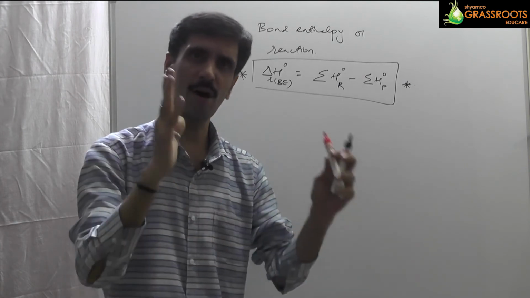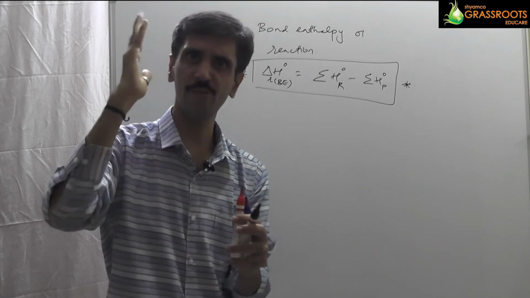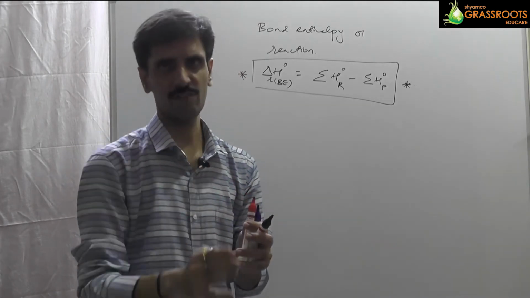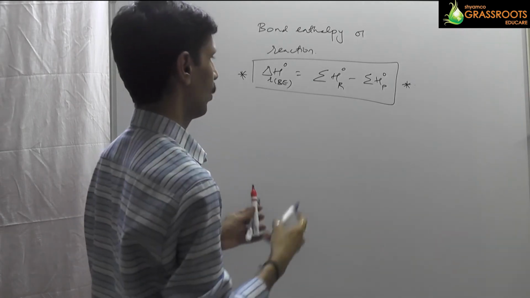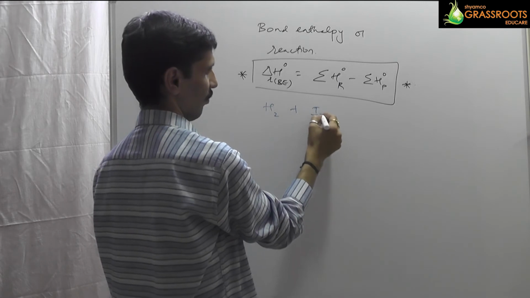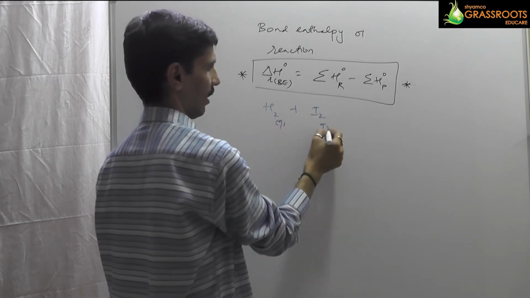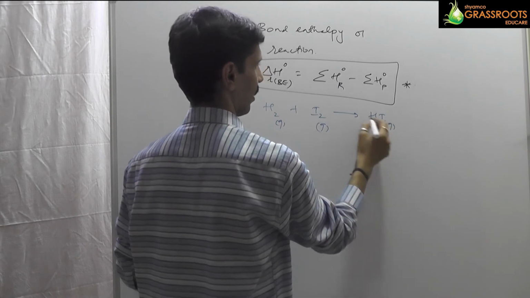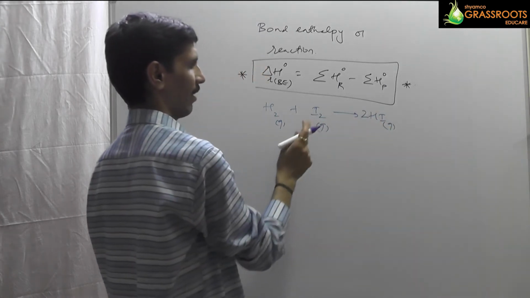तो याद रखिएगा bond enthalpy के ऊपर अगर न्यूमेरिकल आया तो फॉर्मूला ये याद रखिएगा, it is reactants minus products. Okay, मैं आपको एक एग्जांपल दे देता हूँ. Let us consider a reaction of hydrogen with iodine in the gaseous state, resulting in the formation of hydrogen iodide in the gaseous state. So the reaction is to be balanced in this way.